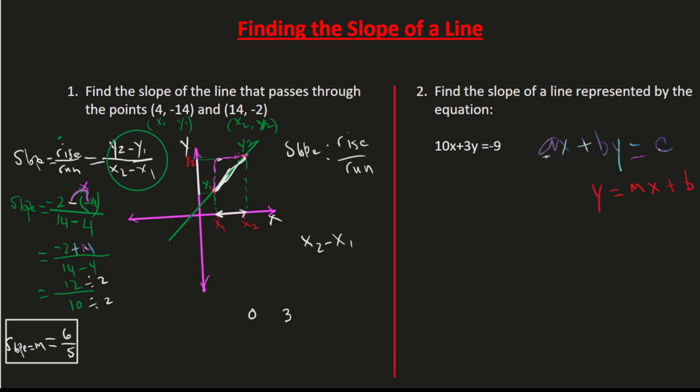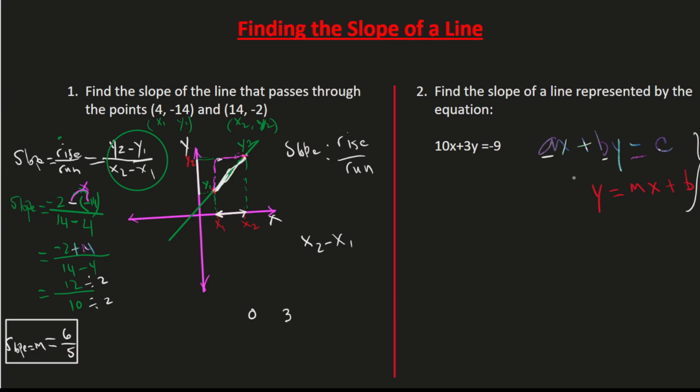As you can see, a is equal to 10, b is equal to 3, and c is equal to minus 9. This is the form. However, ax plus by is equal to c is the same as what I wrote down here, y is equal to mx plus b. So if we play with this, we're going to find that one. This is the standard form of the equation, but this type is called the slope-intercept form.